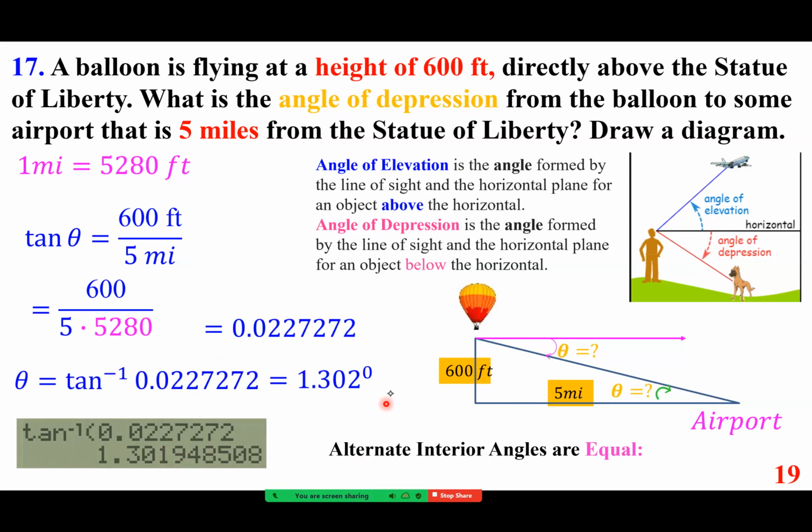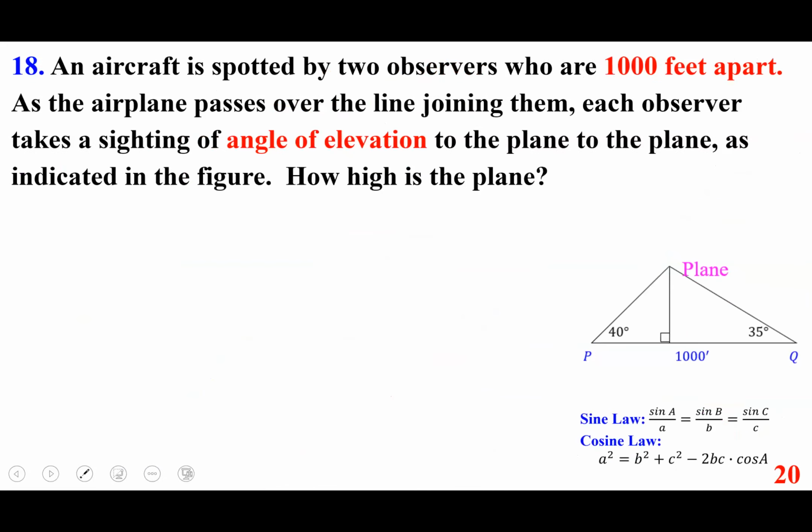I want to get one more question for today. An aircraft is spotted by two observers who are 1,000 feet apart. As the airplane passes over the line joining them, each observer takes a sighting of the angle of elevation to the plane, as indicated in the figure. How high is the plane?